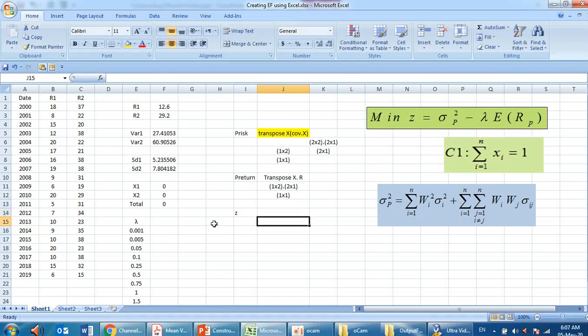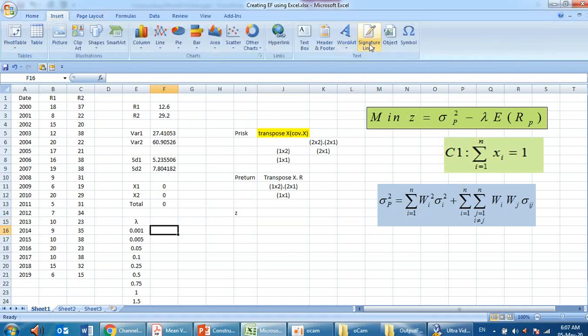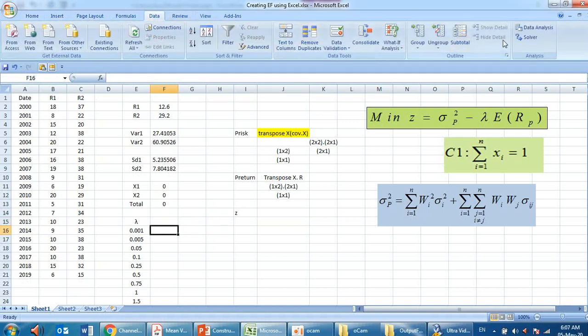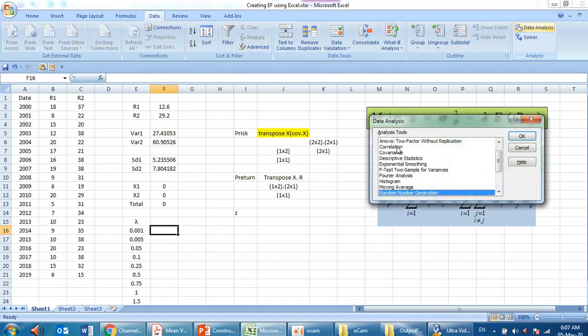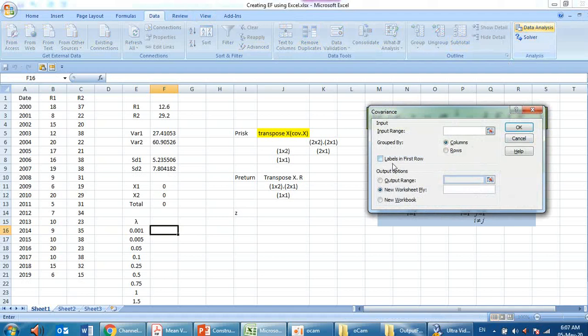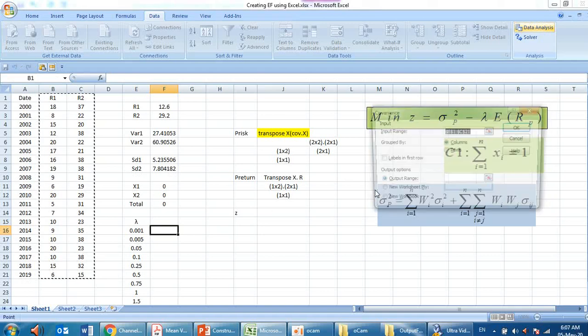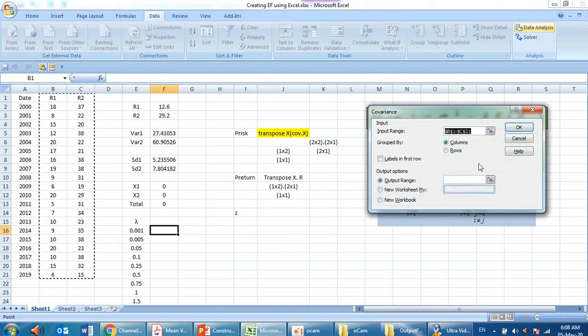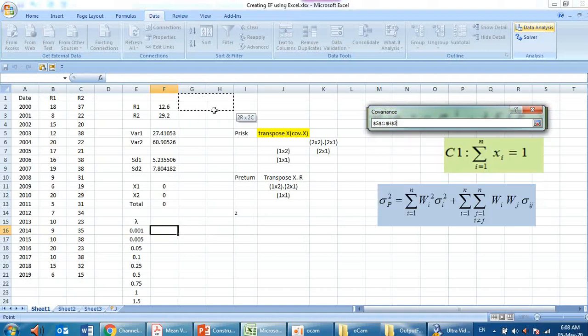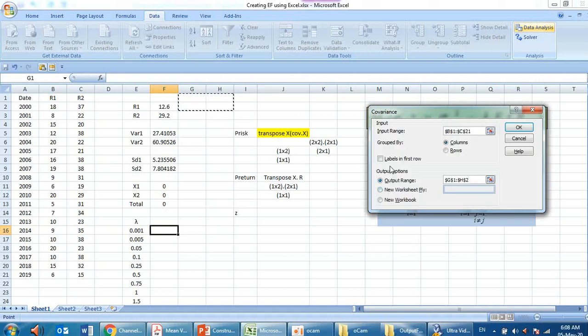Now what I forgot is that we don't have a covariance matrix over here. So first of all we have to go for the covariance matrix. Go to data, data analysis, and covariance. The input is over here, and the output is over here. Okay, I'll put it over here, and include.